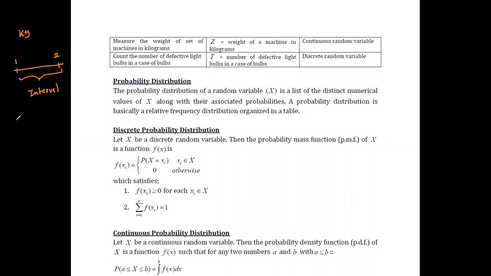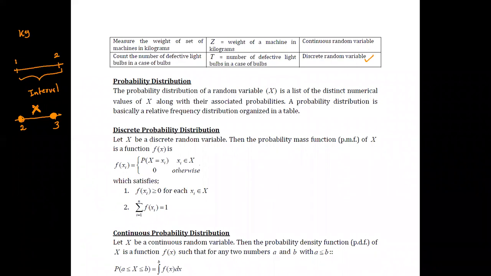It is because if there are two defectives and three defectives, there is nothing in between. There are no values between two and three. Therefore, if it is two, then it is exactly two, or if it is three, then it is exactly three. There is no 2.5, 2.7, or the like. Therefore, the number of bulbs can be considered as a discrete random variable.